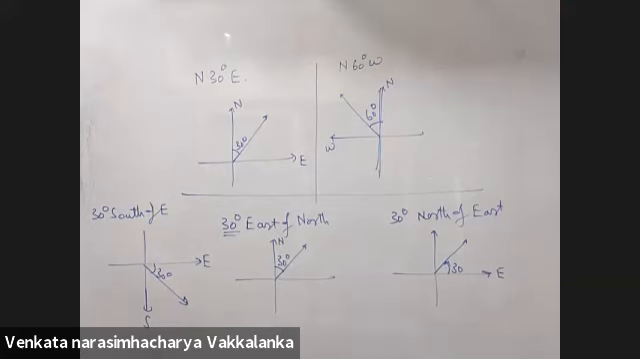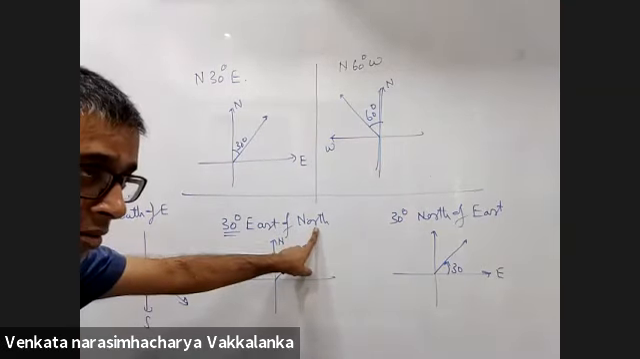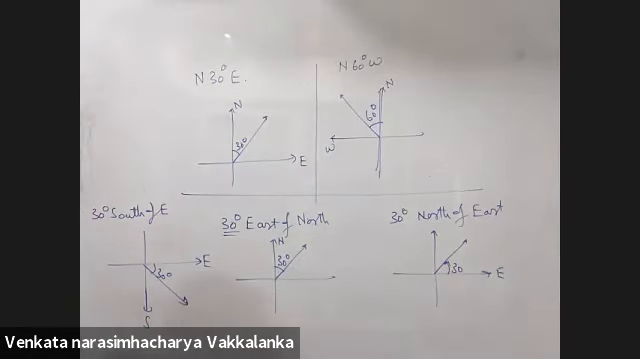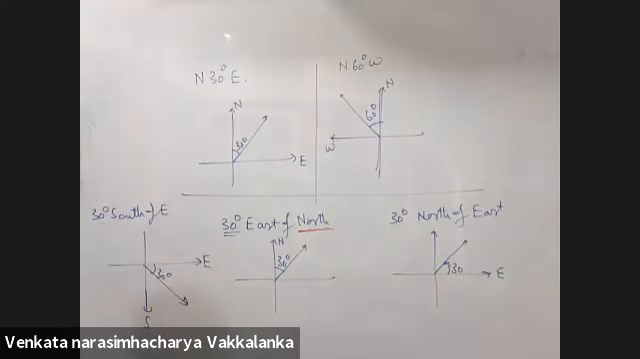So 30 degrees east of north is from east 30 degrees north, right? East of north. From north, you are moving by 30 degrees east. Oh, okay, sir. East of north. From north, you are moving by 30 degrees towards east.